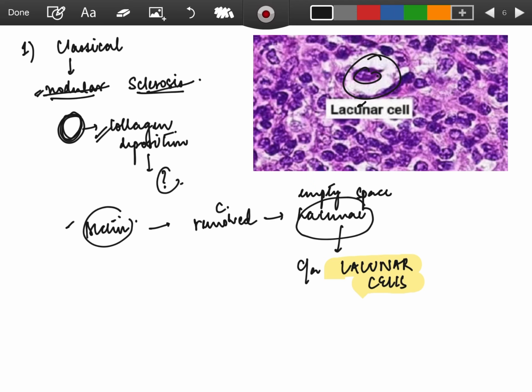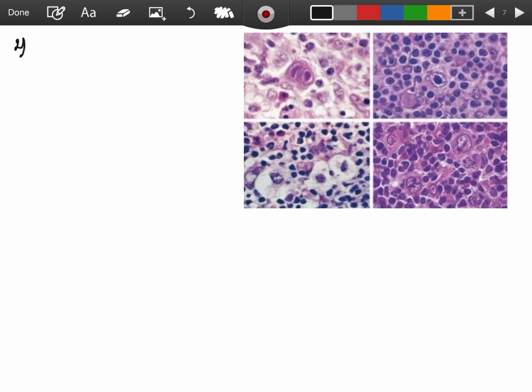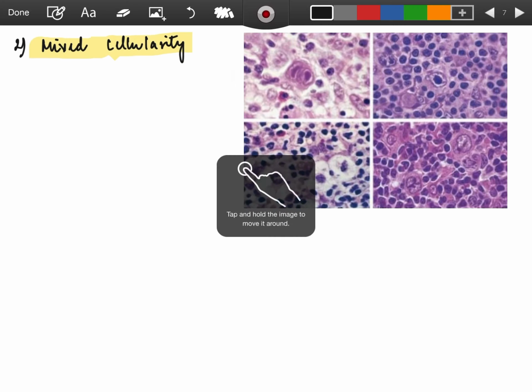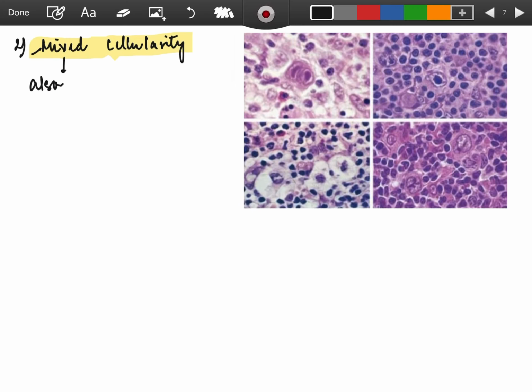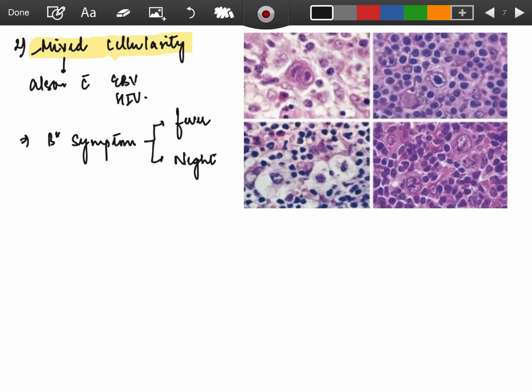So in the histopath picture you can see this, and coming to another variety, that is the mixed cellularity subtype of classical Hodgkin lymphoma. In mixed cellularity, it is most commonly associated with Epstein-Barr virus and HIV infection, and it is associated with B symptoms. What are B symptoms? A patient suffering from fever and night sweats in Hodgkin lymphoma or any malignancy. So in this we see the mononuclear type of Reed-Sternberg cell, or mononuclear cells.